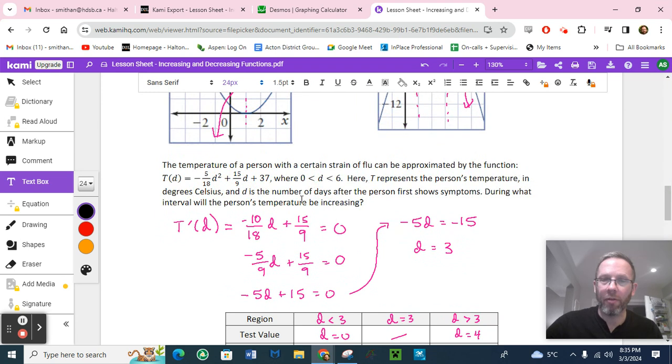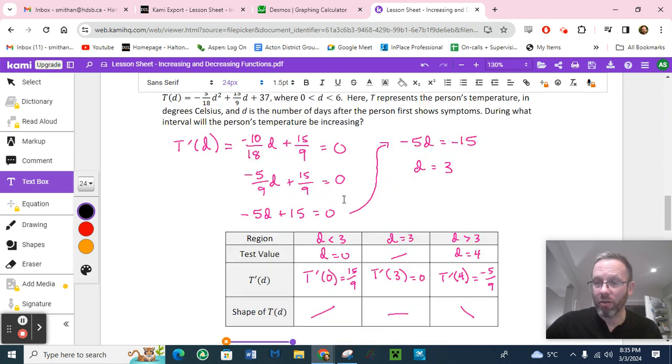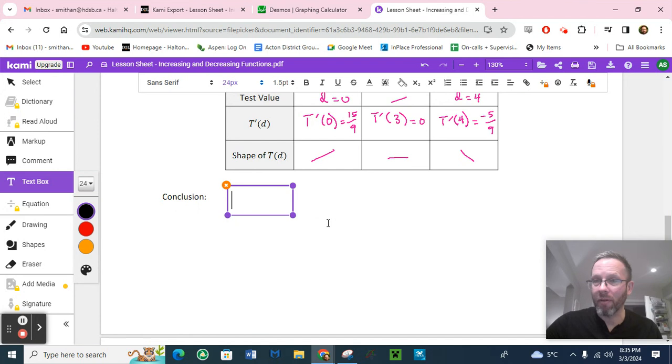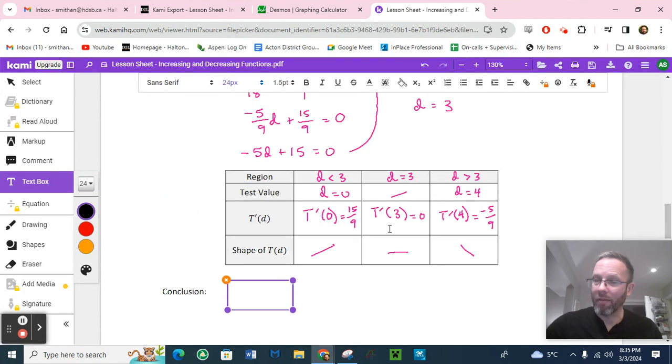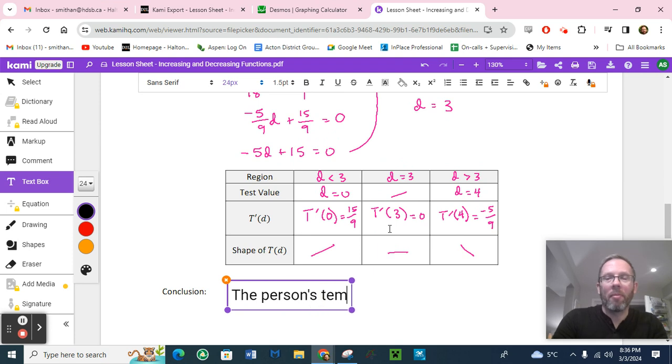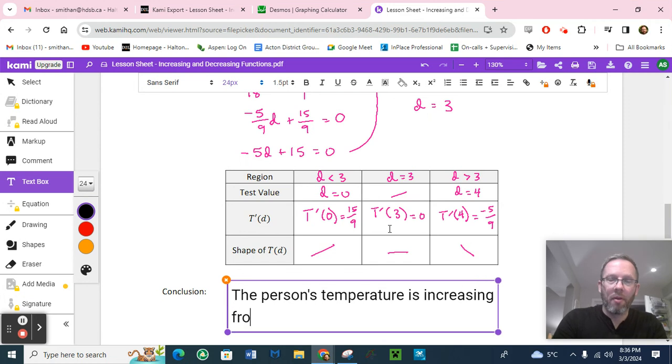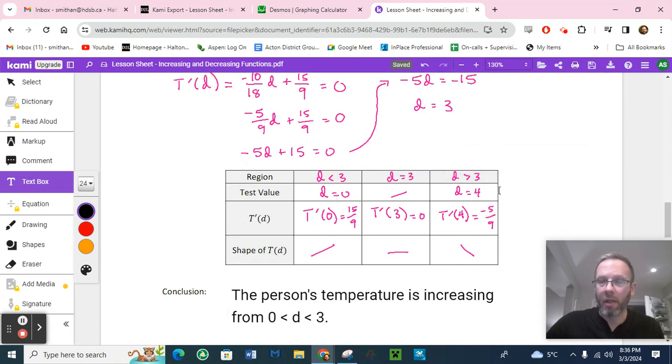And so if we want to conclude this question, when is the person's temperature increasing? So when is this temperature function increasing? It's when the derivative is positive, and that happens when d is less than 3. So the person's temperature is increasing from 0 to 3. And that's when their temperature reaches its maximum and then starts decreasing again.